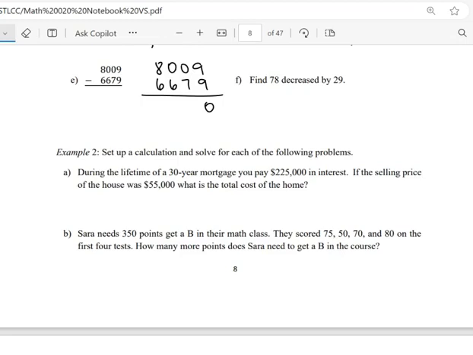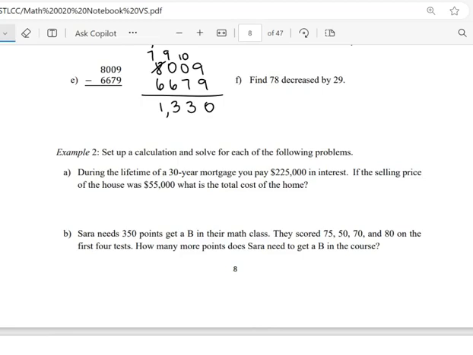But 0 minus 7, I have to borrow a digit. I can't borrow it from the second 0. The first digit that I can borrow from is the 8, which becomes a 7. 0 becomes a 9, and the last 0 becomes a 10. So those are my numbers now, 7, 9, and 10 on top. So 10 minus 7 is a 3, 9 minus 6 is a 3, and 7 minus 6 is a 1.